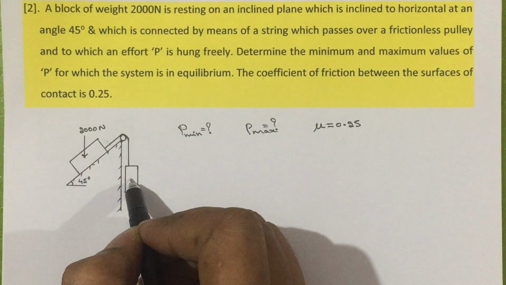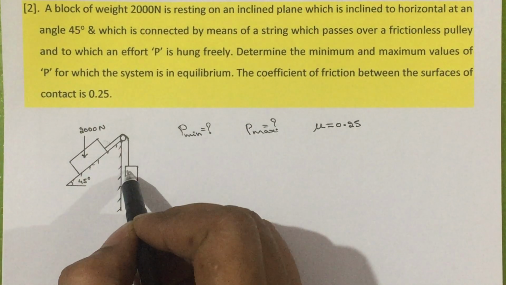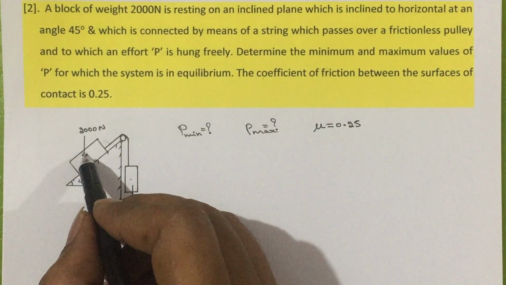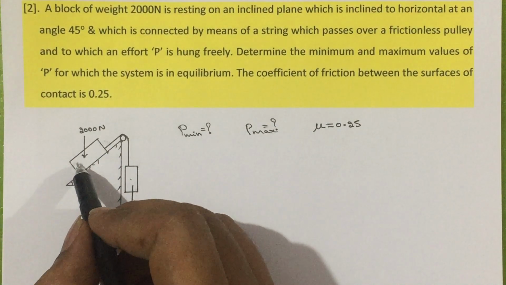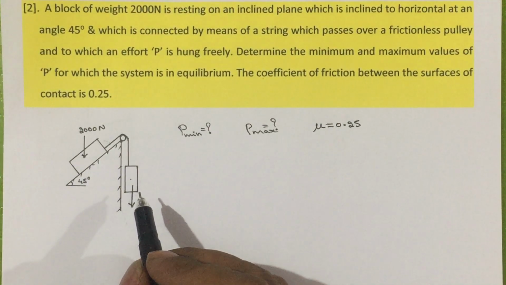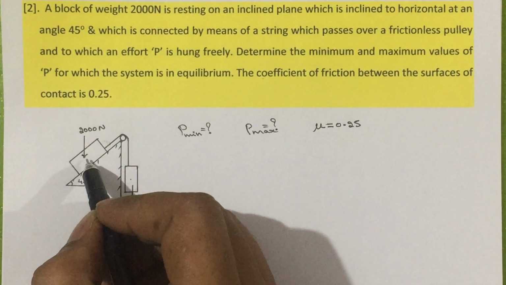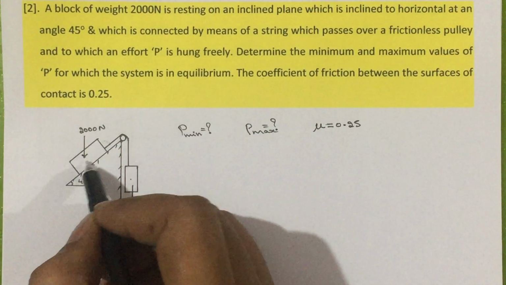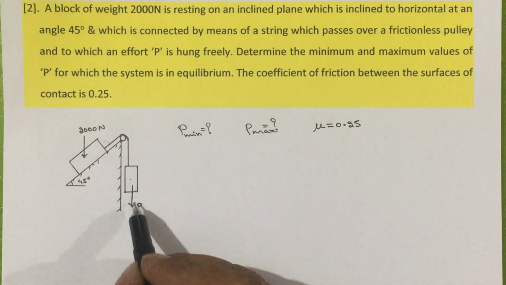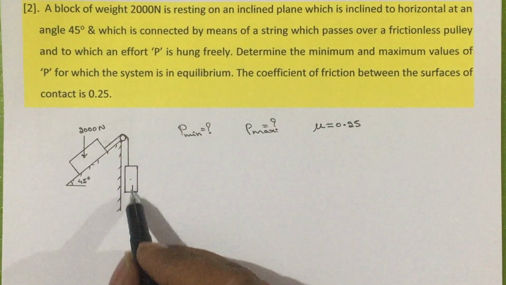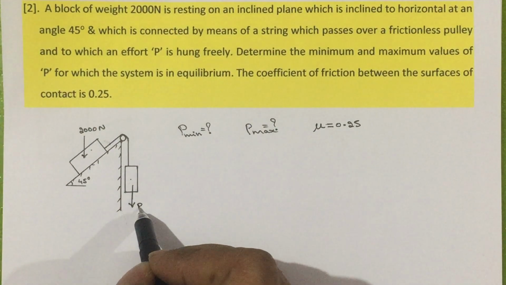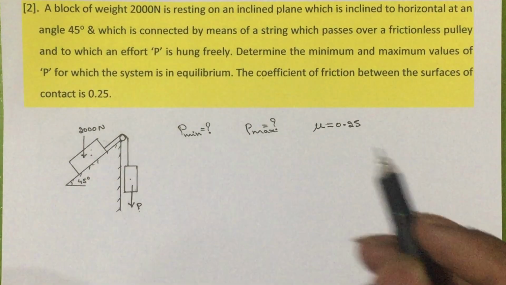Here the two blocks are hanged freely. If this particular 2000 Newton block slides downwards, then P will be minimum. P value will be less. If this 2000 Newton block slides upwards, then the P value should be more, P should be maximum. When will P be minimum? When this block moves downwards. When will P be maximum? When this block moves upward.